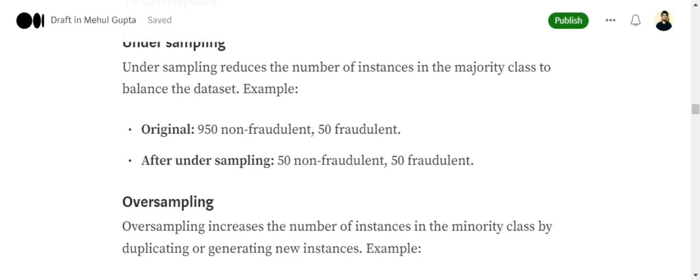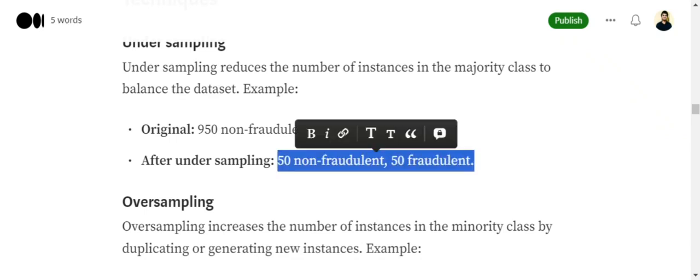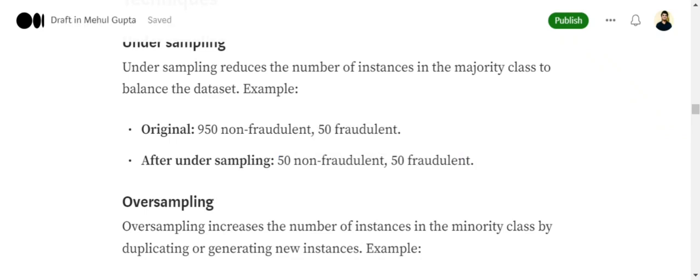So, for example, if initially when we are starting off, we have 950 non-fraudulent and 50 fraudulent samples in the data set, after undersampling the final data set might look something like this: 50 non-fraudulent, 50 fraudulent. It is just an example. It can be more, so it won't be exactly 50. You can keep it 100 also. But basically, the idea is reducing the number of samples for the majority class.